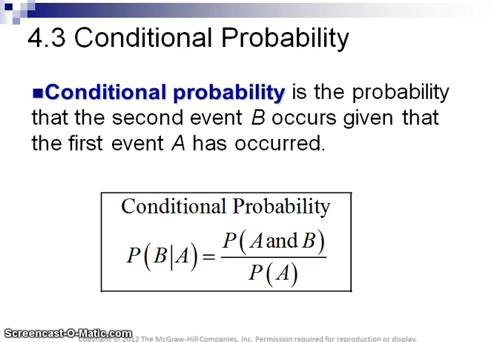Now, when something happens like that, and we're considering the probability of an event given that something else has occurred, the first event has occurred, we're looking at what's called conditional probability. Conditional probability is the probability that the second event B occurs given that the first event A has occurred. And this is our rule for conditional probability, so we definitely want to add this to our notes. This rule for conditional probability.